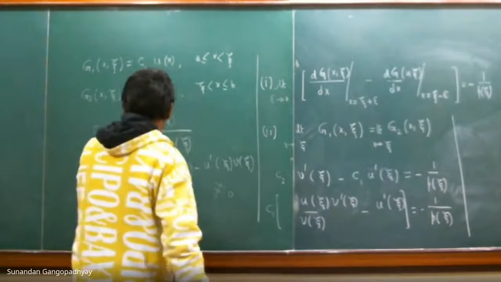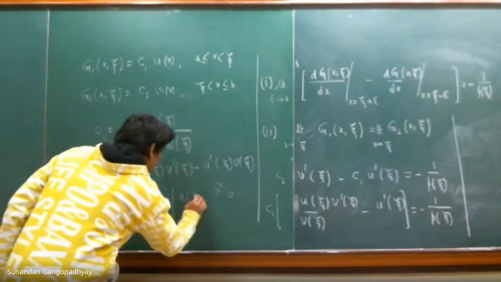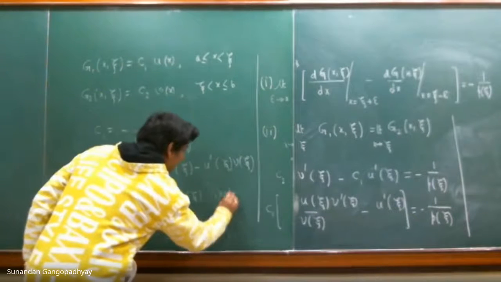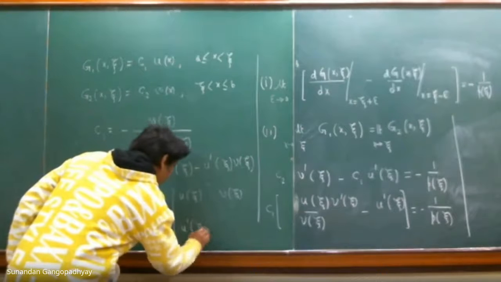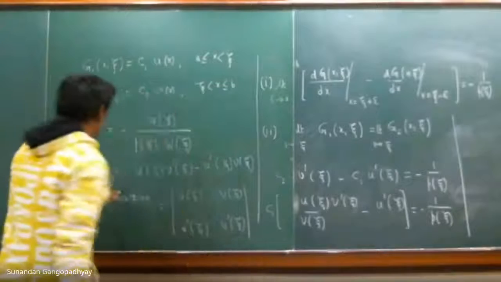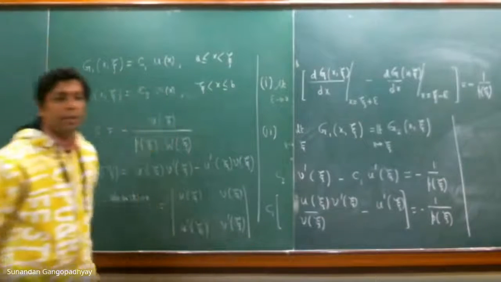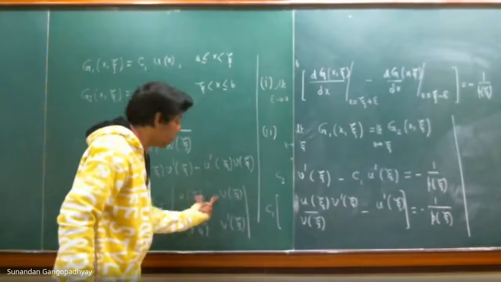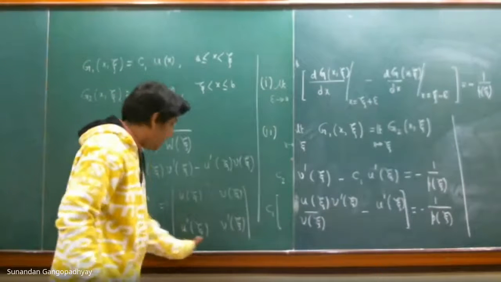What is this object? It is basically u of xi, v of xi, u prime xi, v prime xi. You can put it in the form of a determinant. And what is the determinant? It is the determinant formed by the solutions of the homogeneous differential equation and their derivatives.